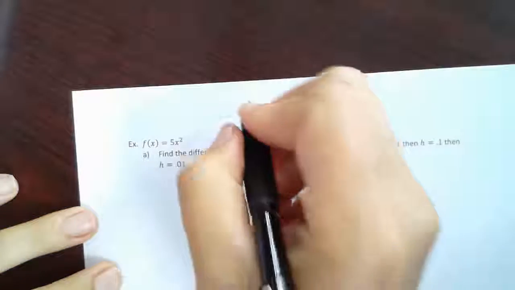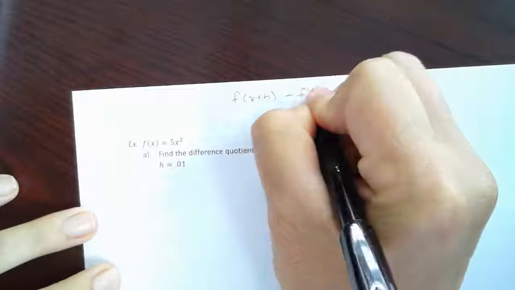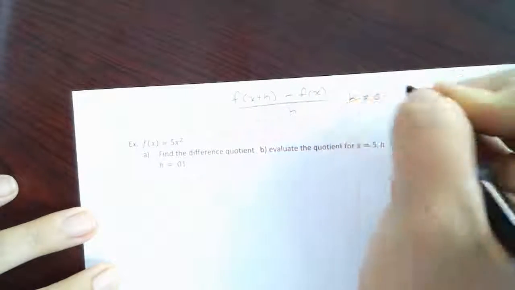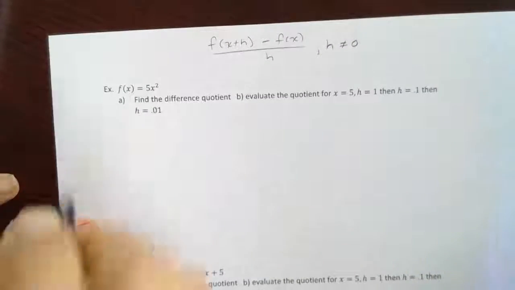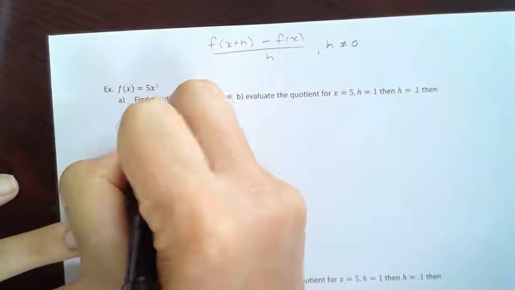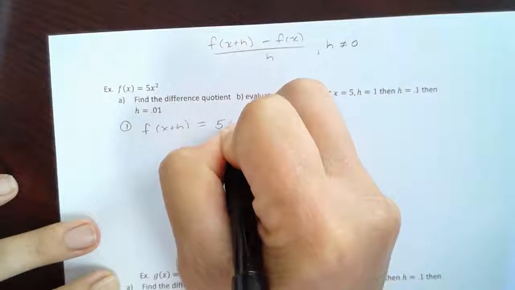At the very top of this paper, we're going to go ahead and write the difference quotient, f of x plus h minus f of x all over h. H can't be 0 because if it is, this fraction is undefined. Division by 0 is undefined. Very first thing that we're going to do in part A is find the difference quotient. So first thing is find f of x plus h. That means replace all x's with the quantity x plus h.